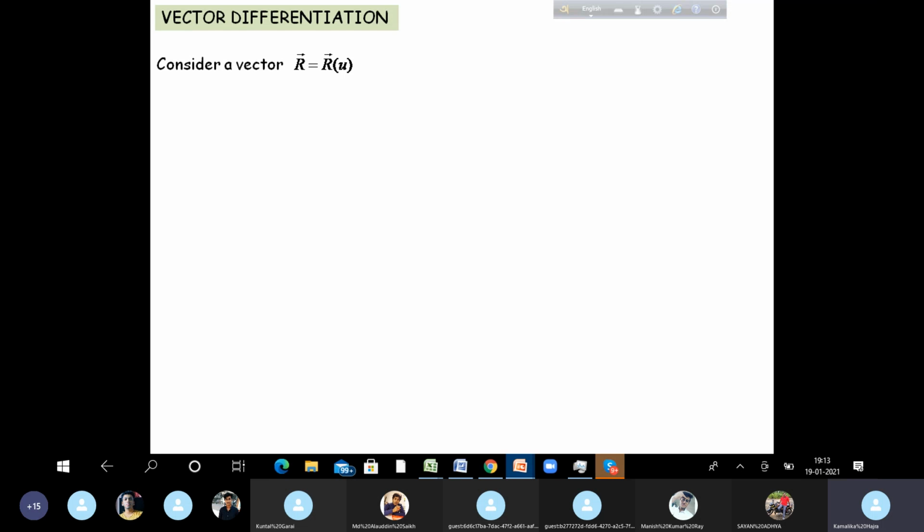So let us consider a vector R, which is a function of some parameter u. We don't know what u is right now. u can be any variable. It can be a position variable. It can be a time variable. We don't know what it is now. Just let us consider that u is some parameter on which the vector R depends. Okay, so R is a function of the parameter u.